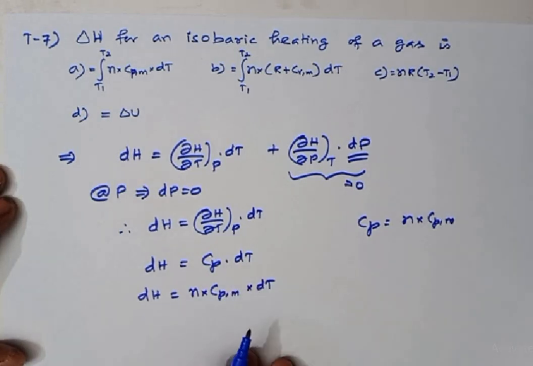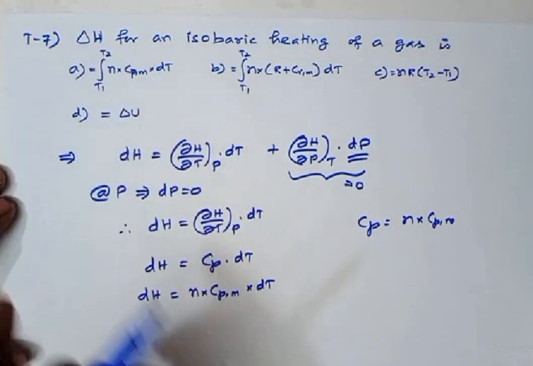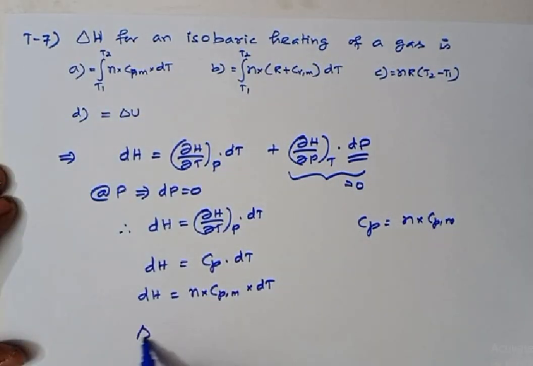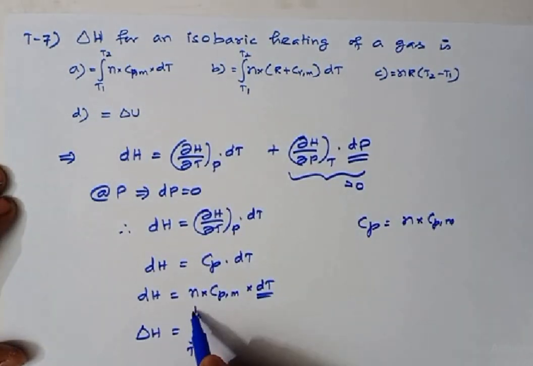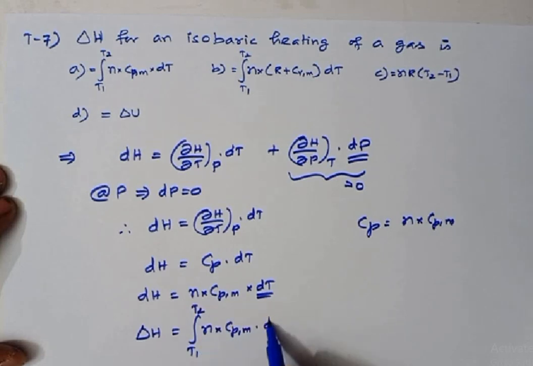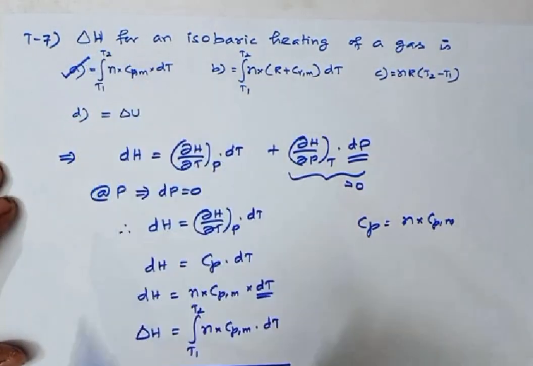Okay, this is dH. Now we should find out delta H. So delta H means you need to integrate this. So integral, and we are heating it, so temperature increases from T1 to T2, of N into Cpm into dT. Right? So this is the correct equation. So the correct option for this question is option A.